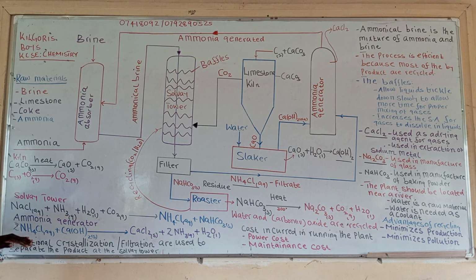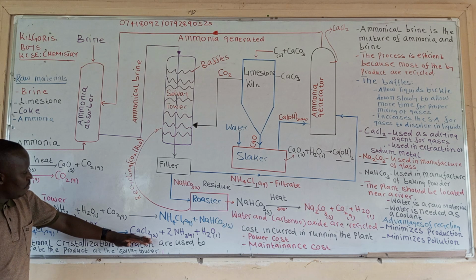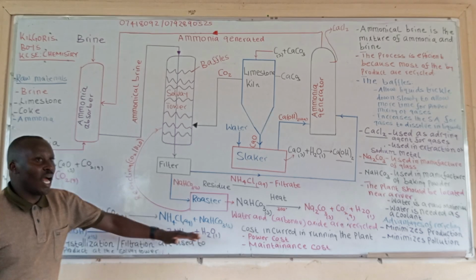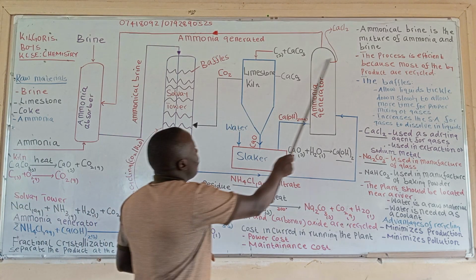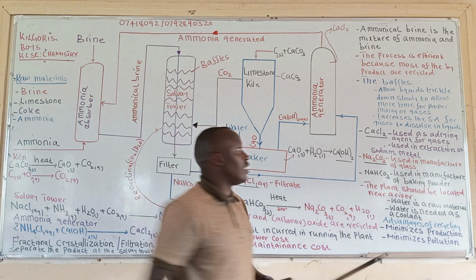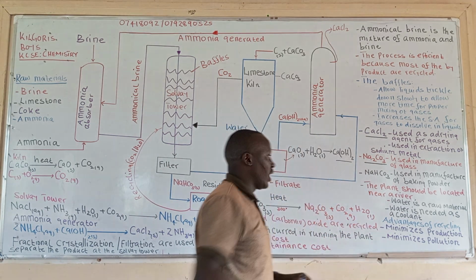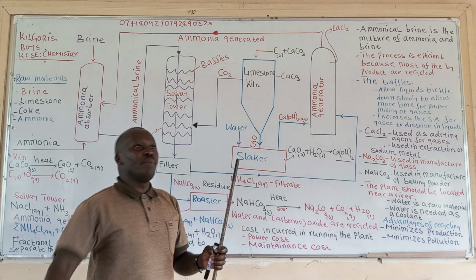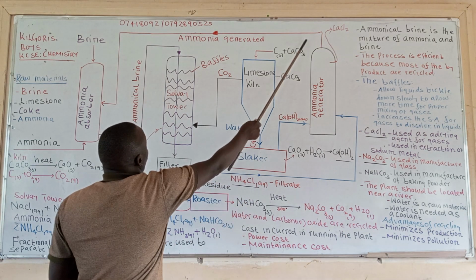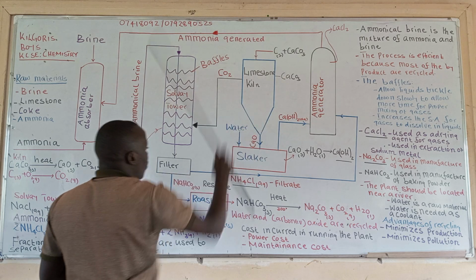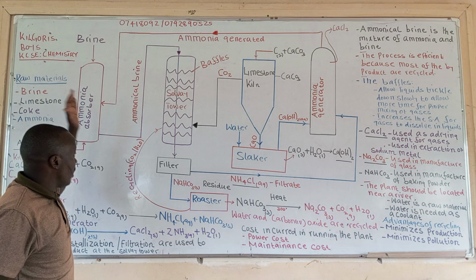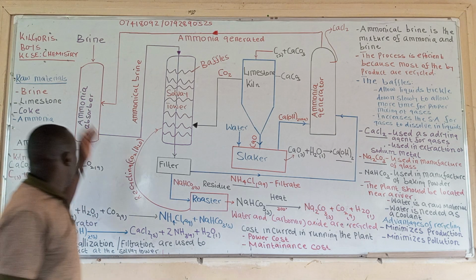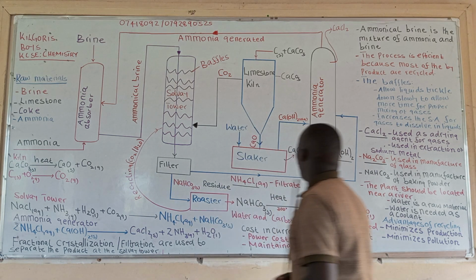So that is the main reaction that takes place in the ammonia generator. We have ammonium chloride, then calcium hydroxide, then calcium chloride plus ammonia plus water. A very important point to understand here is that we have a byproduct of calcium chloride. But water and ammonia are being recycled back. So you can see now water and ammonia are being generated, and they are recycled back to the ammonia absorber.